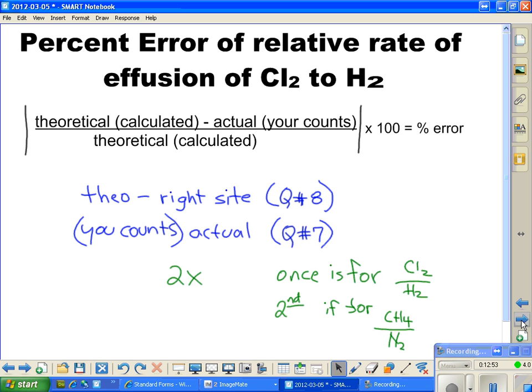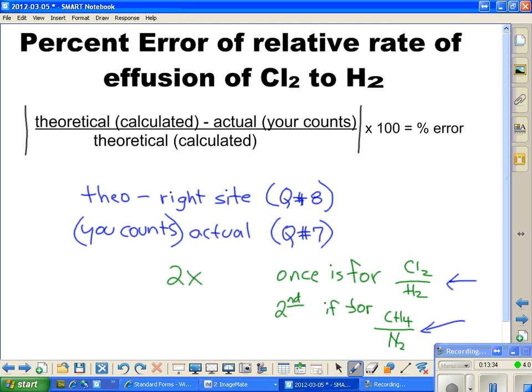What I'm expecting you to do for the do now is to give me two numbers when I call on you. One is going to be for the calculated and one for the actual. Okay, we're going to see what is that difference going to be. And the difference is what we call the percent error. So again, Theo is the right side. Your counts are the left side. Okay? And you're going to do that calculation twice. Once is for this guy here, and the second one is for this guy here.